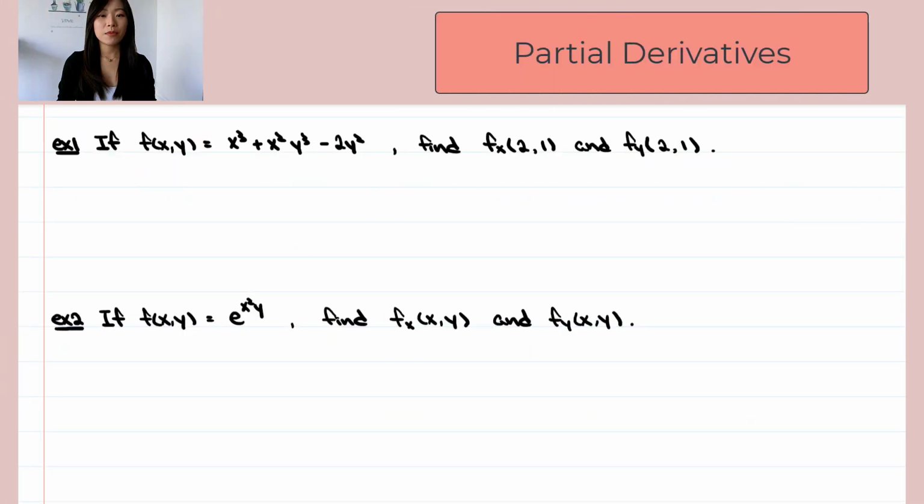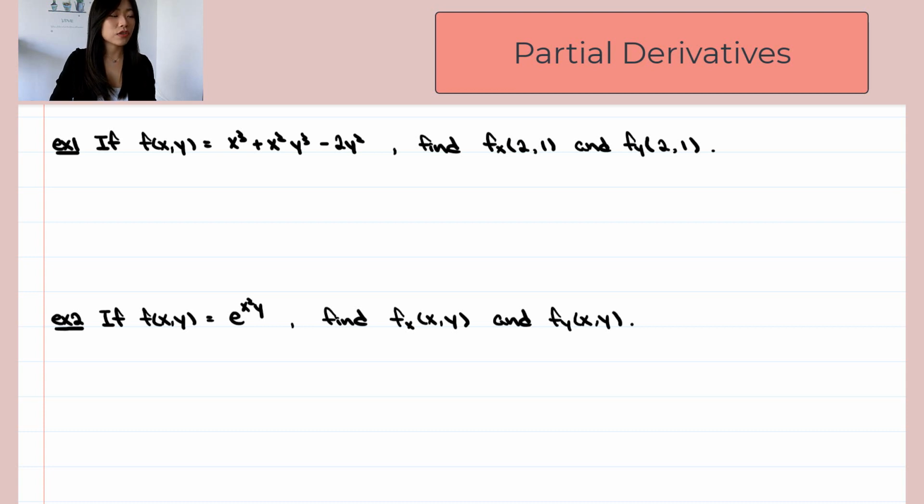Now let's look at some examples of partial derivatives. The first one, if the function is a two-variable function and the rule is x cubed plus x squared times y cubed minus 2 times y squared. Let's find the partial derivative of the function with respect to x and y evaluated at 2 and 1.